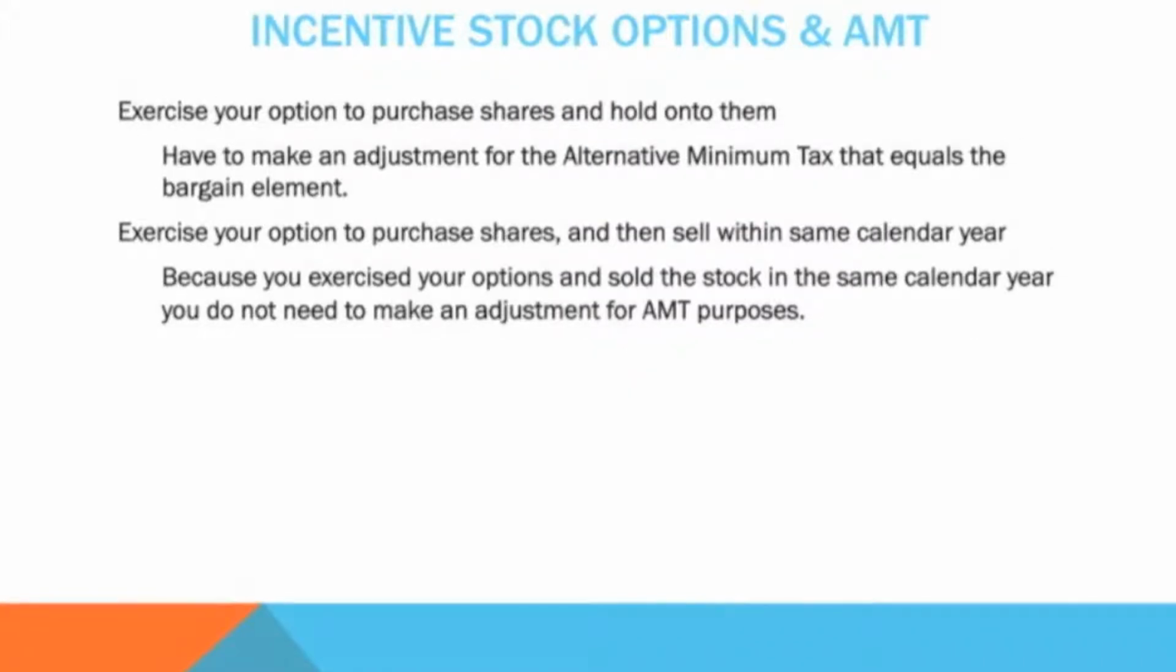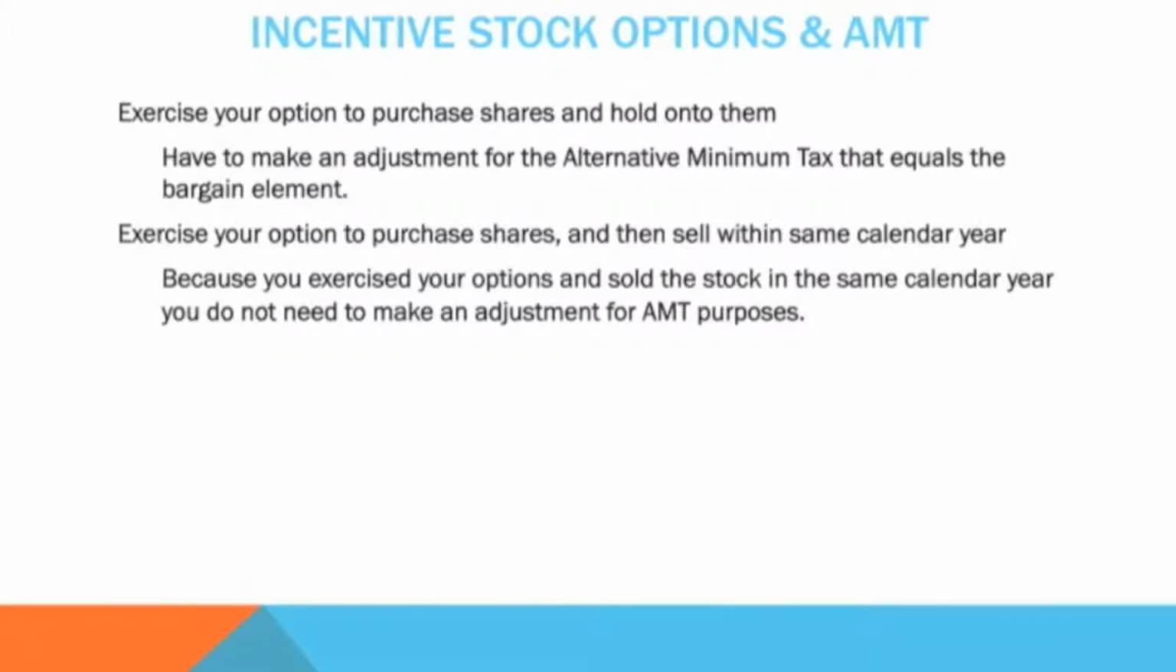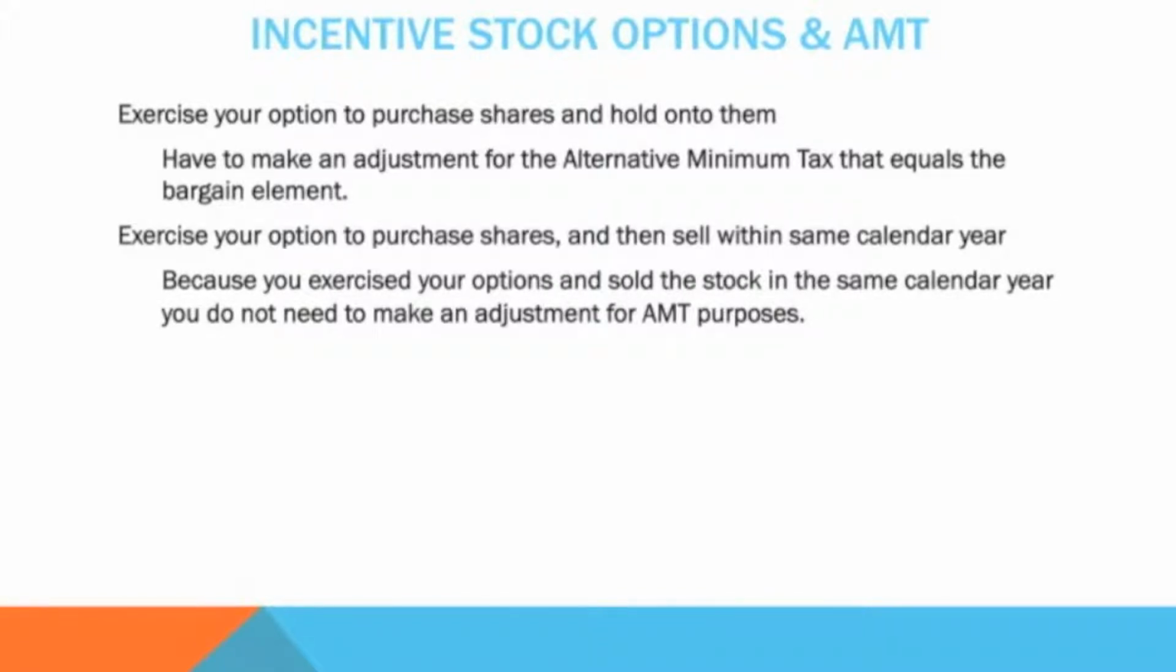Now I'm going to talk about incentive stock options and the effect they might have on your alternative minimum tax. So let's say you decide to exercise your options to purchase shares and hold on to them. You're going to have to make an adjustment for the alternative minimum tax that equals the bargain element, but no income shall result at the transfer of the shares to the individual upon his exercise of those shares. Although you have triggered an AMT liability in the year you exercise your option, you will also generally earn an AMT credit that can be used to lower your tax bill in ensuing years.